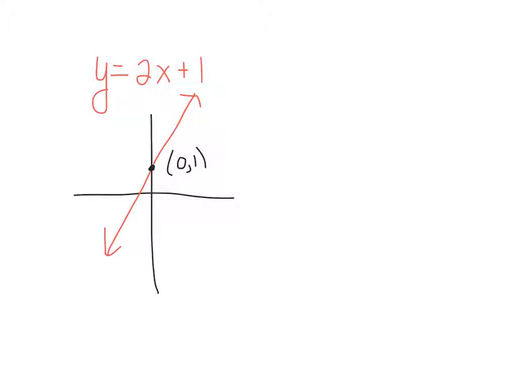When, for example, the input is 2, the output's going to be 5. So 2 is in the domain, 5 is in the range. Well, we would also have a point in between there, right? So when the input is 1, the output is 3. So 1 is in the domain and 3 is in the range.